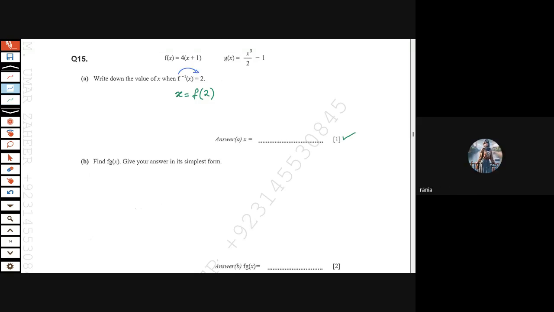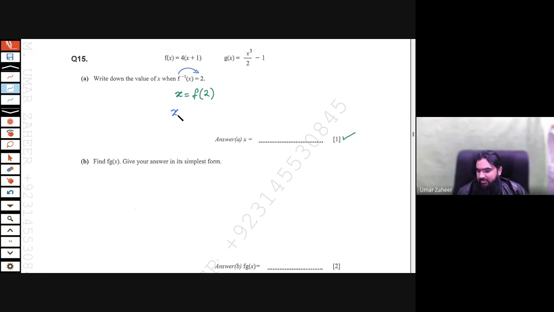Yes, sir. We have to find f of 2. So 4 into x plus 1. At the place of x, we have to substitute 2. So 2 plus 1, 3. 3 multiplied by 4, it will be 12.